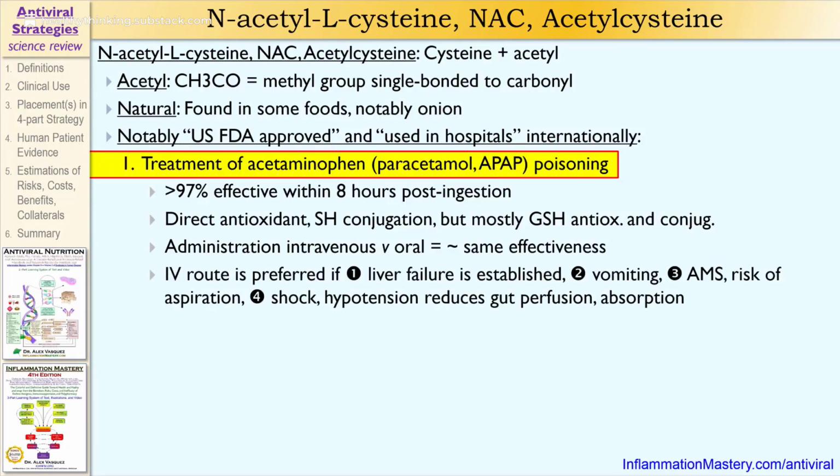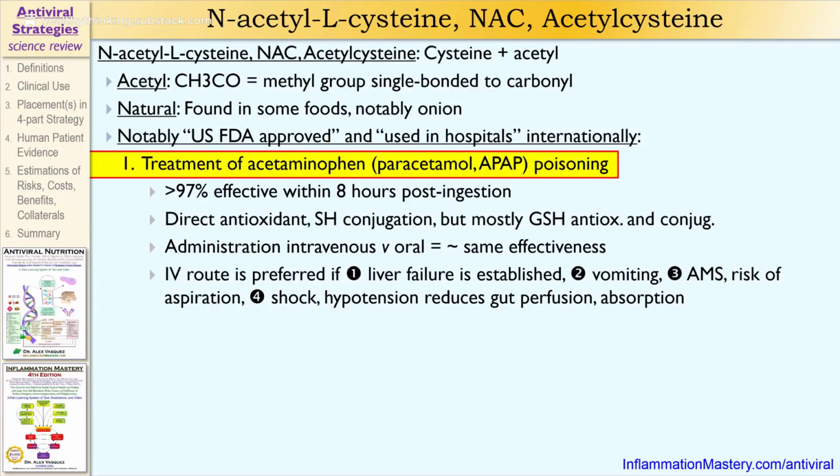Obviously, not all patients can handle oral administration, especially if they're already in liver failure, or if they have excessive vomiting, or if they have altered mental status, which increases their risk for aspiration and choking. Also, once patients enter into shock, their low blood pressure reduces gut perfusion and therefore reduces absorption of the NAC. So in all of those situations, the intravenous route is preferred.